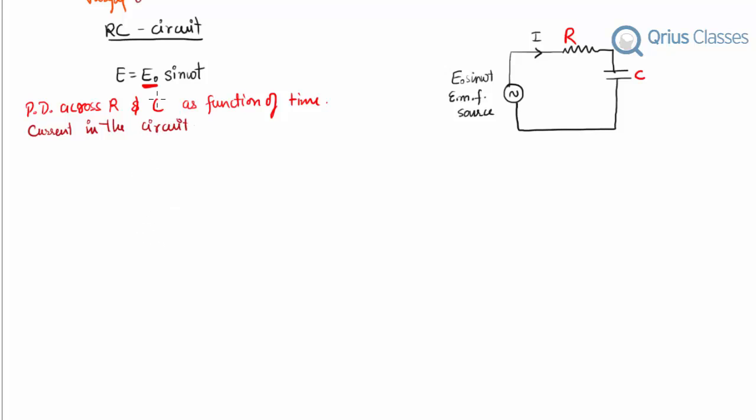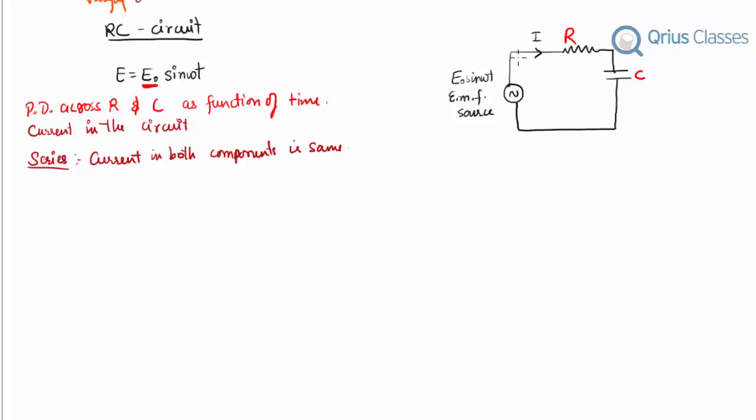Okay, so let's try to find out how we proceed. We know that the combination is in series, so the current will remain the same. This is series. We can say the current in both components is the same.